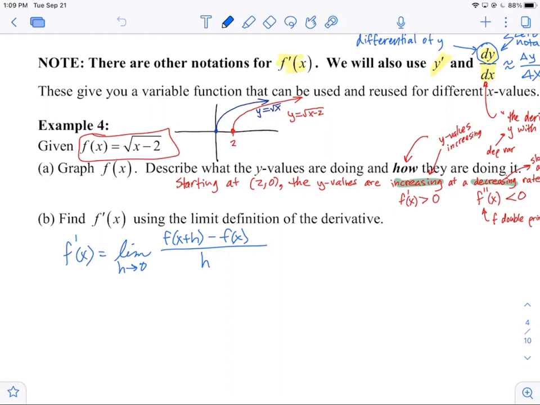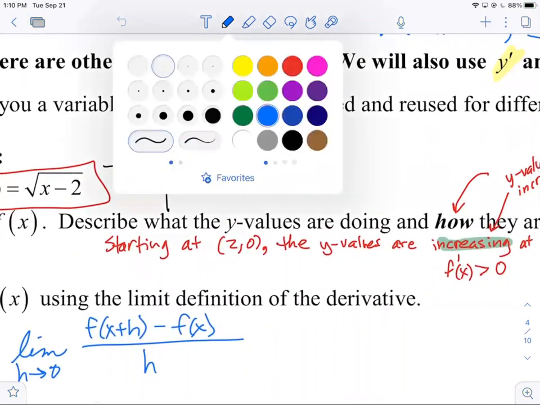We have this function. It's the radical function shifted to the right. We know it's increasing at a decreasing rate, starting at 2.0. So let's do one more thing before we get into the derivative.